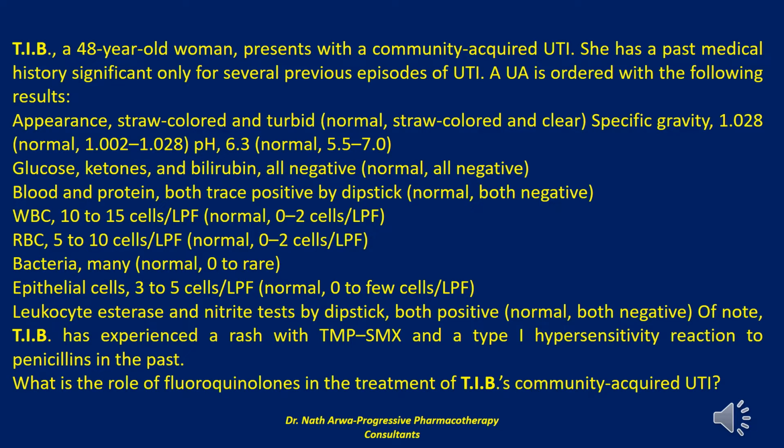WBC, 10 to 15 cells per LPF. The normal range is 0 to 2 cells per LPF. RBC, 5 to 10 cells per LPF. The normal range is 0 to 2 cells per LPF. Bacteria are many. The normal range is 0 to rare. Epithelial cells are 3 to 5 cells per LPF. The normal is 0 to few cells per LPF. Leukocyte esterase and nitrite tests by dipstick are both positive.